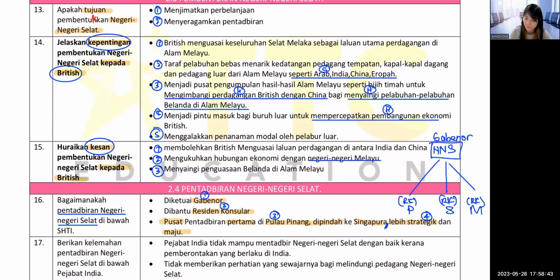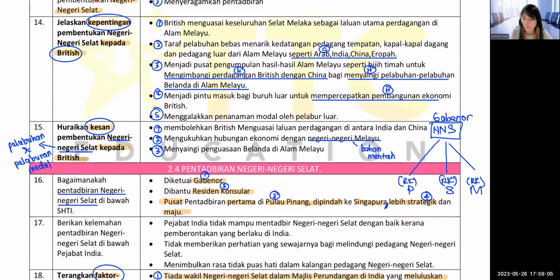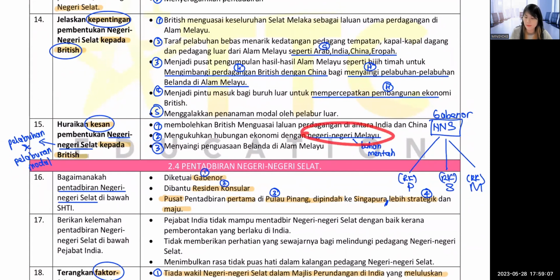They are bahan mentah. For Negeri Selat, they are what? They are pelabuhan and pelaburan modal. You know, right? For Negeri Melayu, they supply the resources. For the Negeri Selat, they supply the kedudukan strategik, pelabuhan, and the investment.